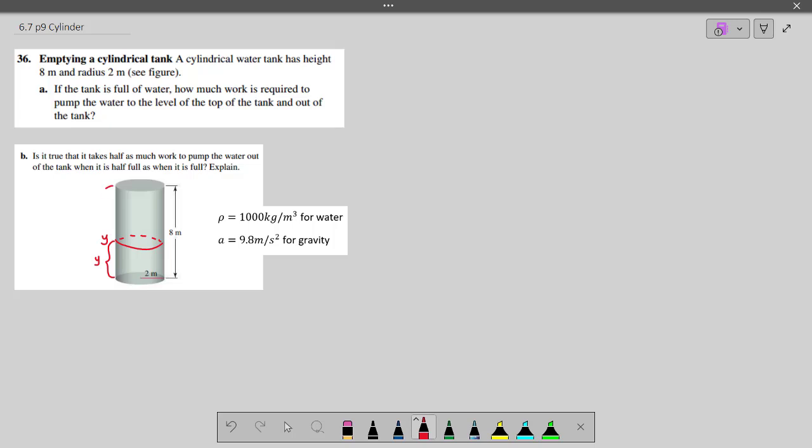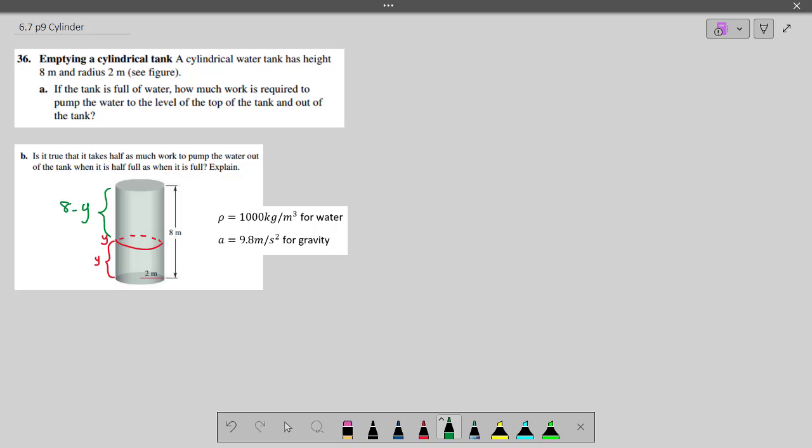What does that make this distance then, from there to there? If this tank is 8 meters tall, what would that upper distance be right here? 8 minus y, right? If y is that distance right there, then this green distance is the complementary distance. If this is y, and that's 8 up there, then this part is 8 minus y, that complementary distance.